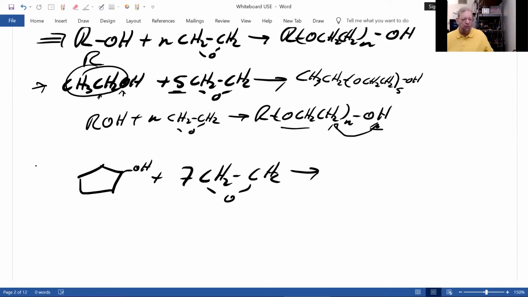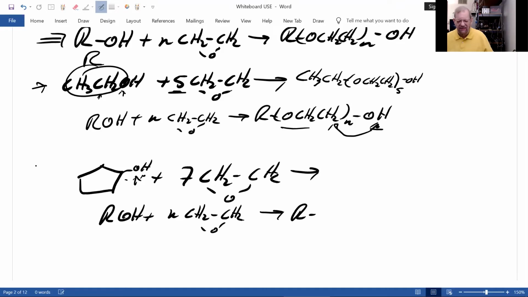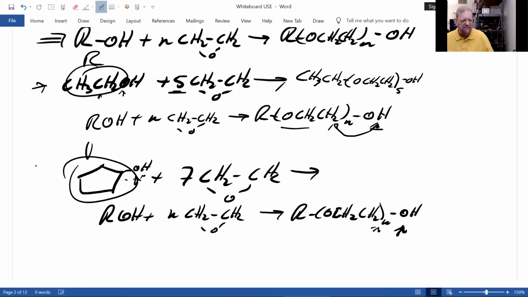Let's take a look at this. What's different here? Oxygen with a hydrogen on a carbon, alcohol. What do we have here? Ooh, N moles of ethylene oxide. And what do you get? You get a polyether alcohol. Remember, the hydroxyl group goes outside the bracket, not inside. It's a common mistake students make on test 2. What's my R group? Well, it's cyclopentane ring.